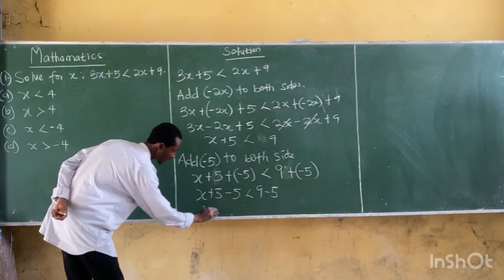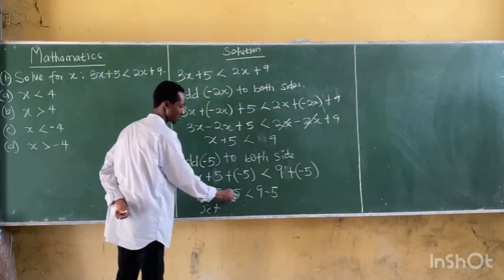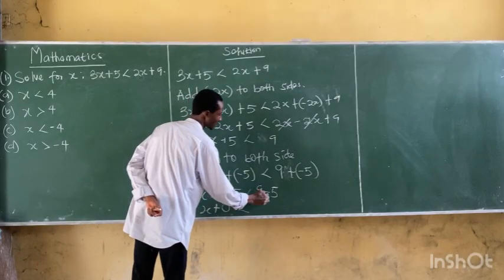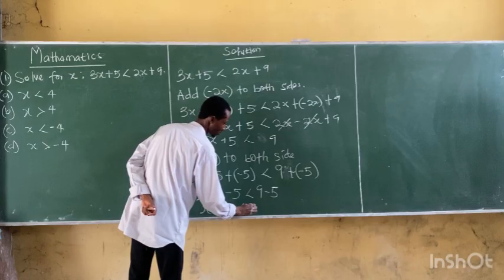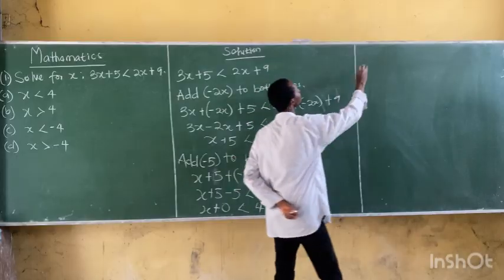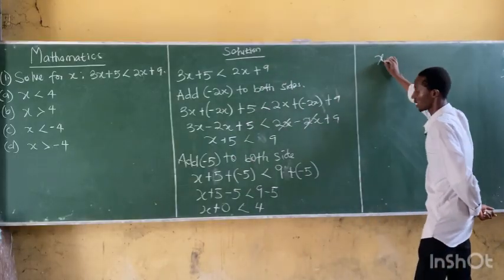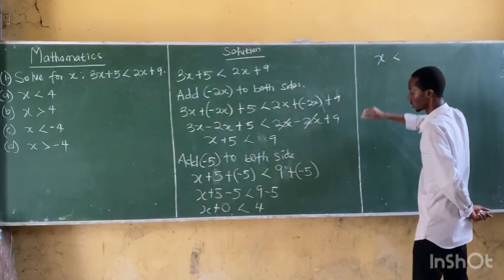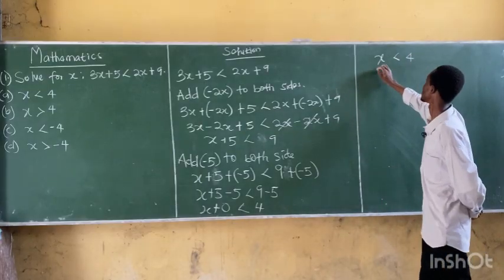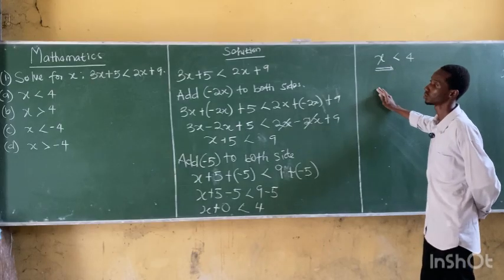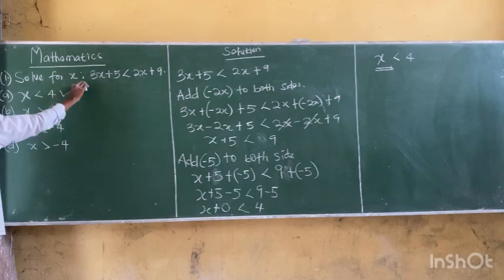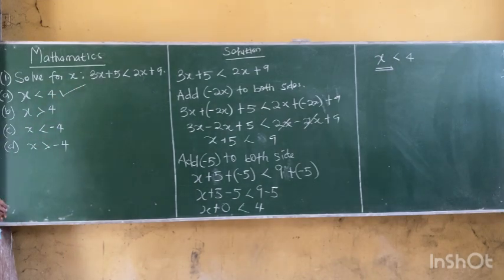Here we have x plus 5 minus 5 is what? 0. It gives us 0 is less than 9 minus 5. 9 minus 5 gives us 4. X plus 0 is equal to x is less than what? 4. So here we have made x the subject of formula. X is now standing alone. So we come to this option. Option A here is the correct option. X is less than 4.